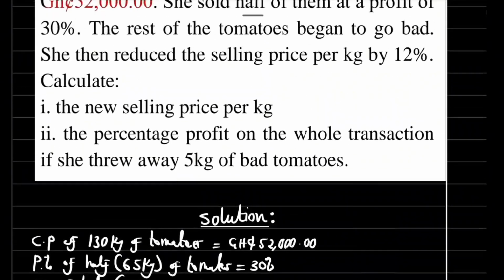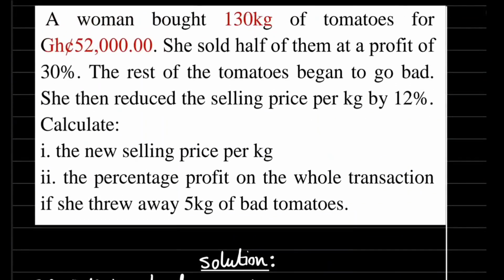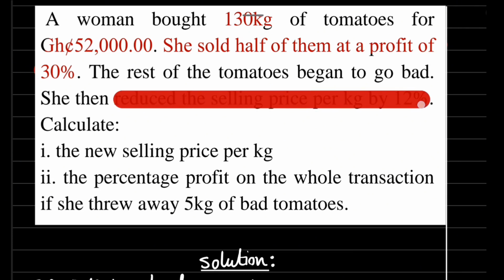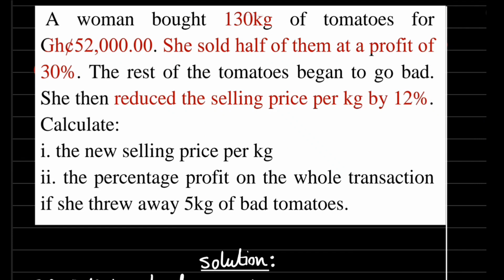So let's go back to our question and continue to read. So now we are able to provide a working solution to the second statement. He said the rest of the tomatoes began to go bad. Let's continue to read. She then reduced the selling price per kg by 12%. So that means we have a discount given here by 12%.